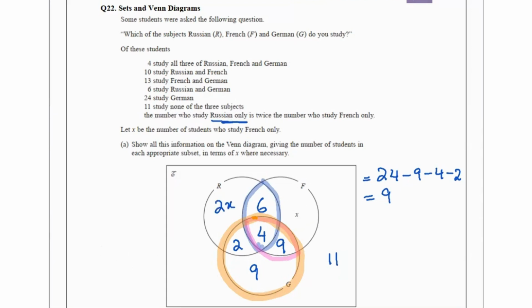So using this information, we can complete the Venn diagram, which is also what the question was asking us to do: show all the information on the Venn diagram, giving the number of students in each appropriate subset in terms of x where necessary. For just Russian, it is going to be 2x. We cannot further simplify this because we don't know what the total number of students is yet. If we knew that, we could have easily found the value of x as well. So this is the Venn diagram.